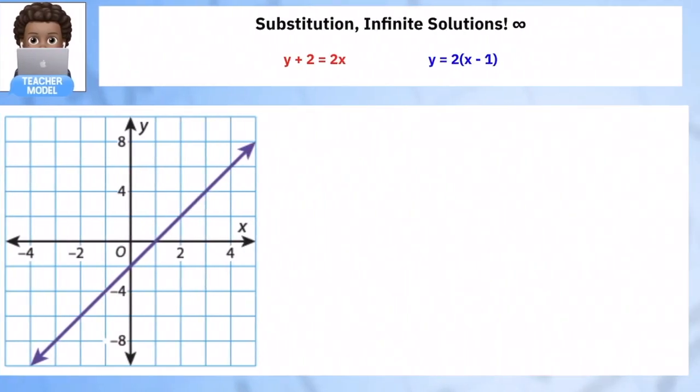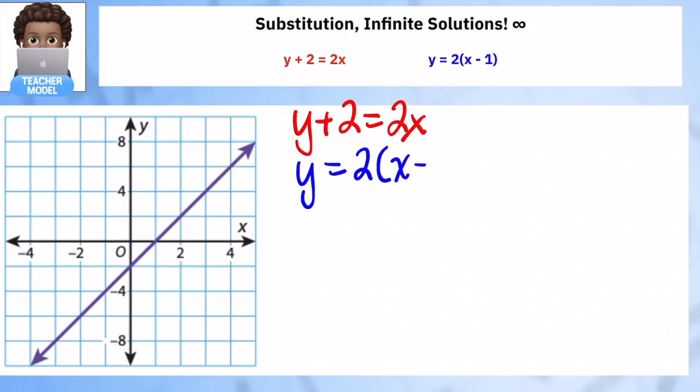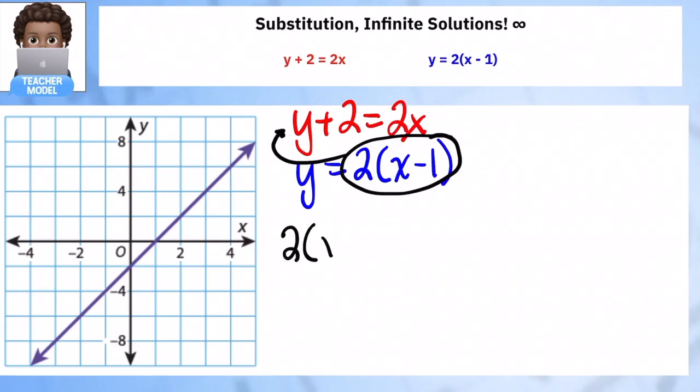And let's try when we have infinite solutions, when the lines are the same. So we have y plus 2 is equal to 2x, and y is equal to 2 times x minus 1. What I like about this one is they're both written in different forms. When I see a problem like this, I would probably choose substitution. I'm going to take this one here and plug it in for y because it's already written in a way that tells me I can substitute pretty easily. So 2 times x minus 1 plus 2 is equal to 2x. Let's distribute.